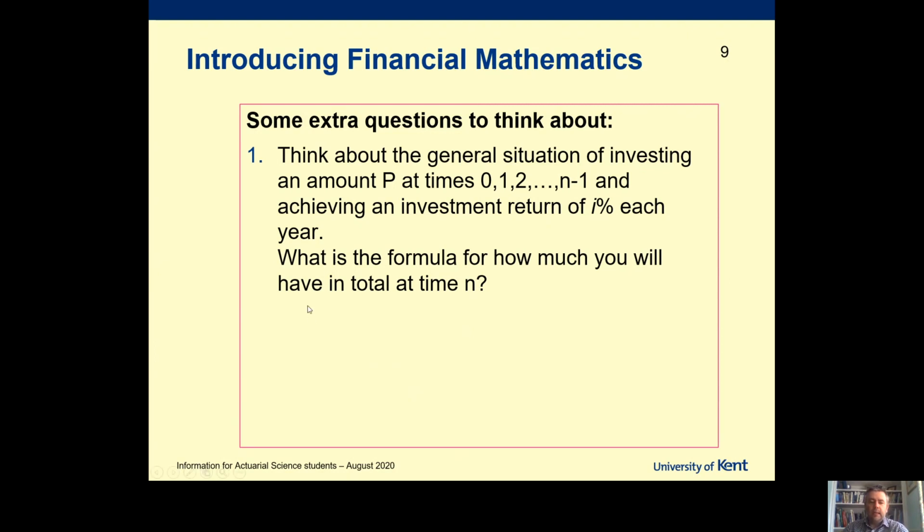We'll have an amount P each year being invested at times 0, 1, 2 up to n minus 1, and we'll have a general investment return of I% a year. So what's the general formula for how much money we have when we get to time n? You can do that by working through the previous example, but generalizing each of the terms to build a general formula.